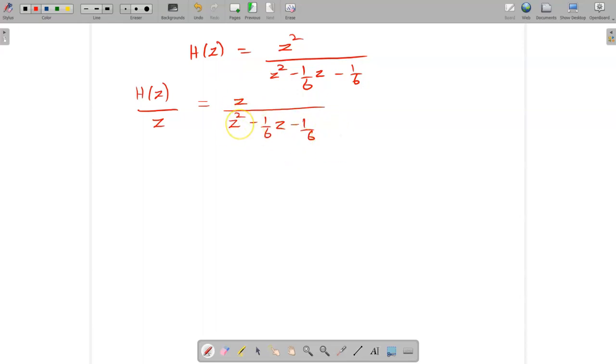Let me factorize this term. The product of the two terms should be minus 1 by 6, and when we add, we should get minus 1 by 6 again. So it is 1 by 3 minus 1 by 2. How are we getting this? You can use your calculator. When you multiply, it is minus 1 by 6, and when you add, cross multiply, 2 minus 3 divided by 6, because the LCM of 3 and 2 is 6. So minus 1 by 6. Okay, so this is correct.